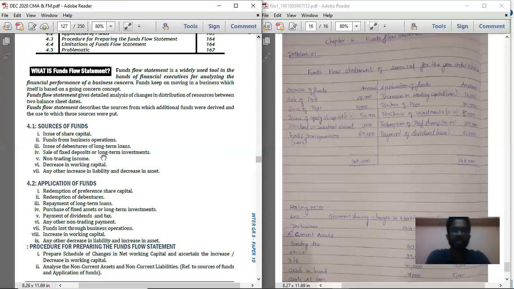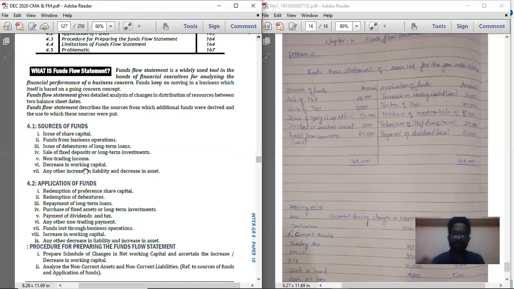Third one is issue of debentures or long-term loans. By issue of debentures, you will get some funds. Sale of fixed deposits or long-term investments. When you are selling long-term investments, there are some funds coming in. Non-trading income. When there is non-trading income, that is also nothing but a source of funds. Funds have been coming in. Decrease in working capital. Understand it.